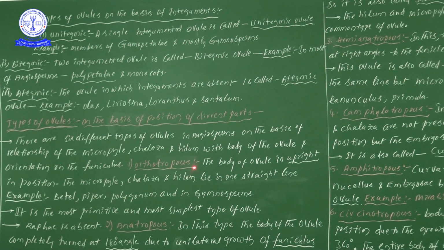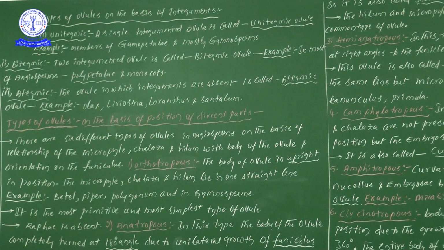Suppose in an Orthotropous ovule the micropylar region is towards the upside; in Anatropous, the micropylar region will be reversed. That's why the 180 degree angle comes. So in this type, the body of the ovule is completely turned at 180 degrees due to unilateral growth of the funicle.